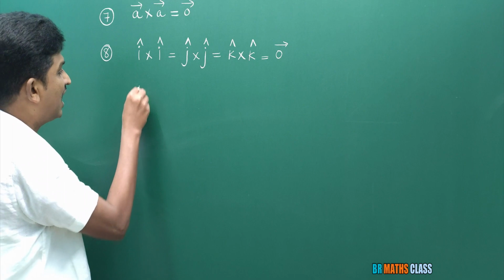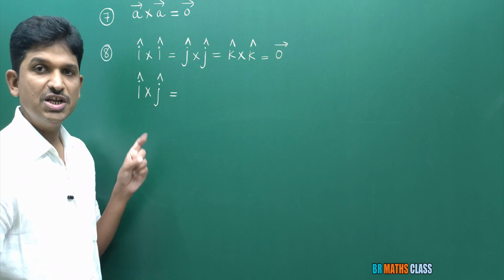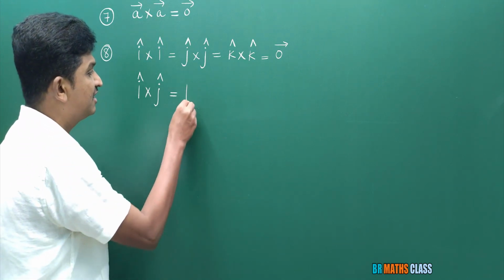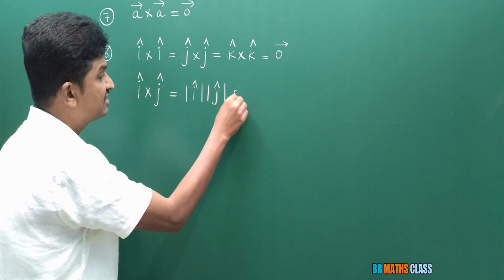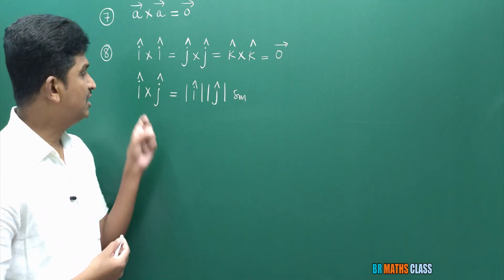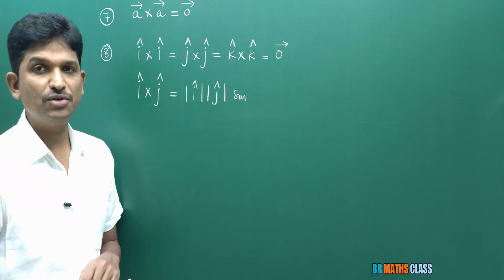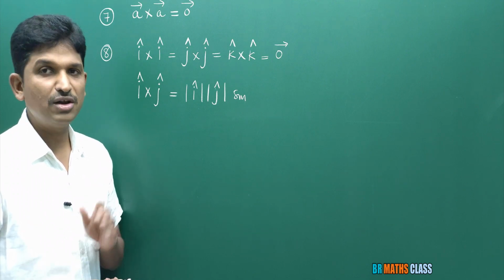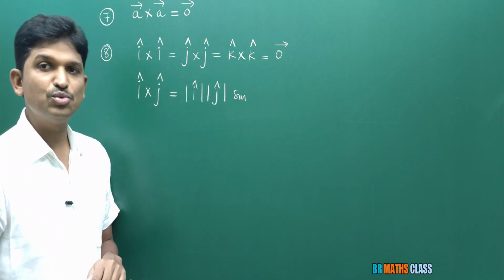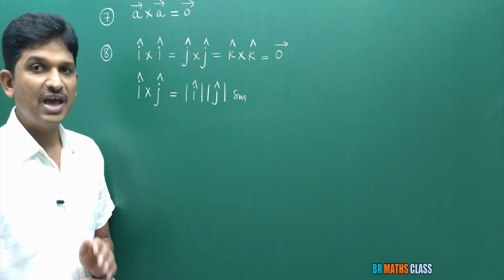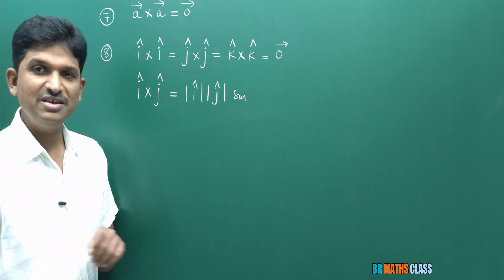Okay. What is I cap cross J cap? This is important. First, as per the definition, I cap cross J cap can be written as magnitude of I cap into magnitude of J cap into sin theta. Theta is the angle between I cap, J cap. You know that I cap is a unit vector along the direction of the x axis. J cap is a unit vector along the direction of the y axis. What is the angle between I cap, J cap? As the x axis and y axis are perpendicular, the angle between the vectors I cap, J cap is 90 degrees.